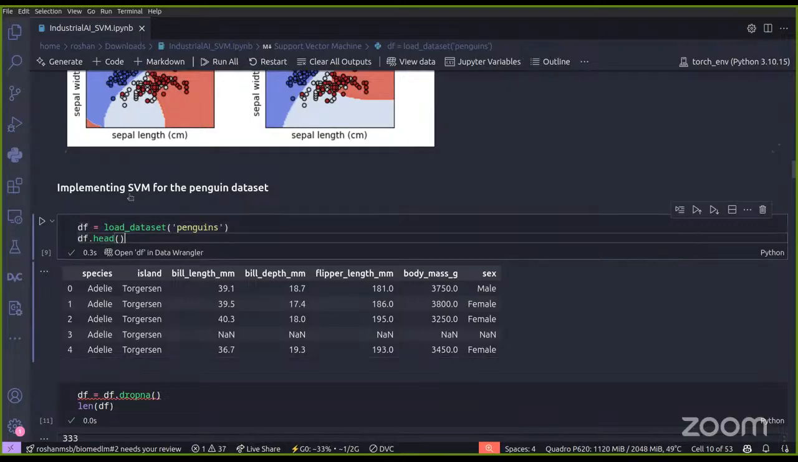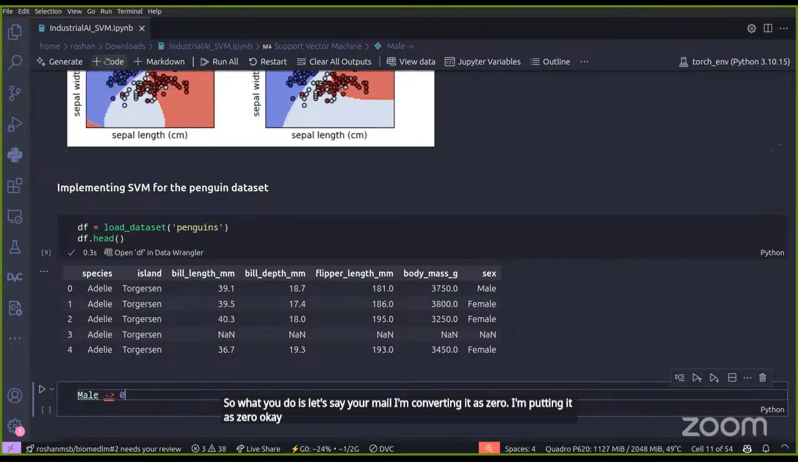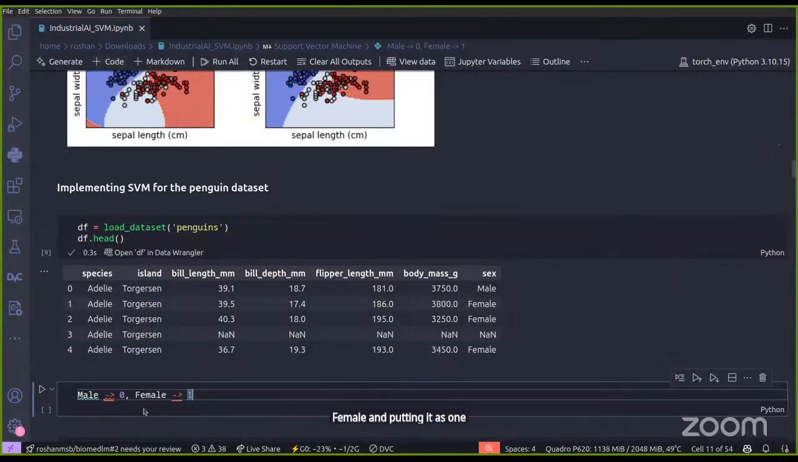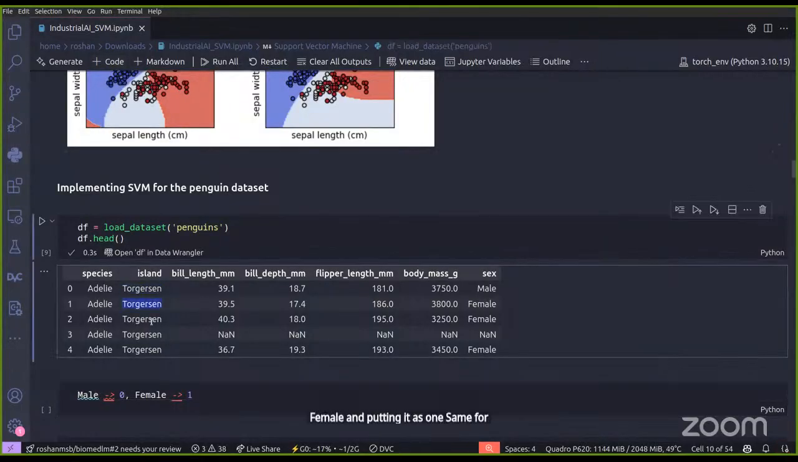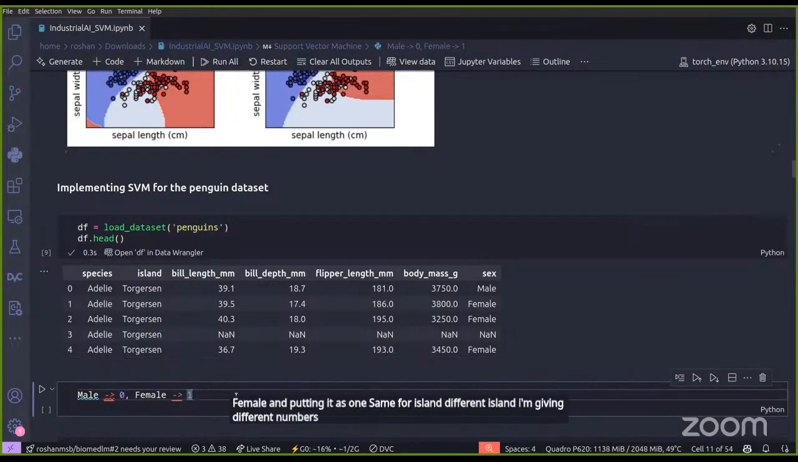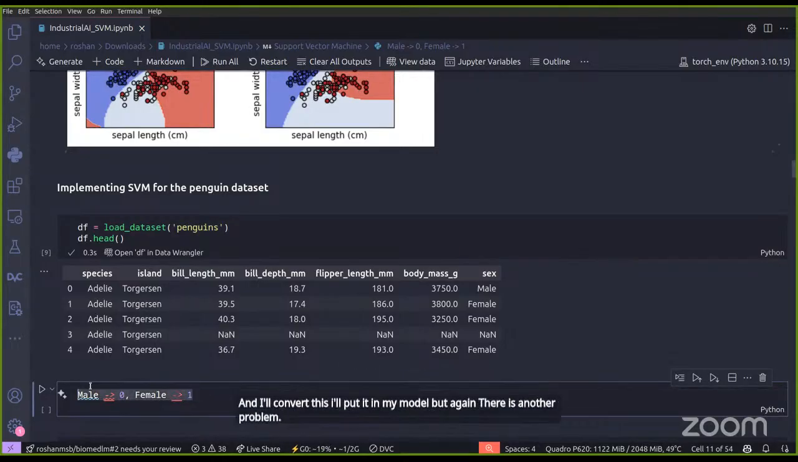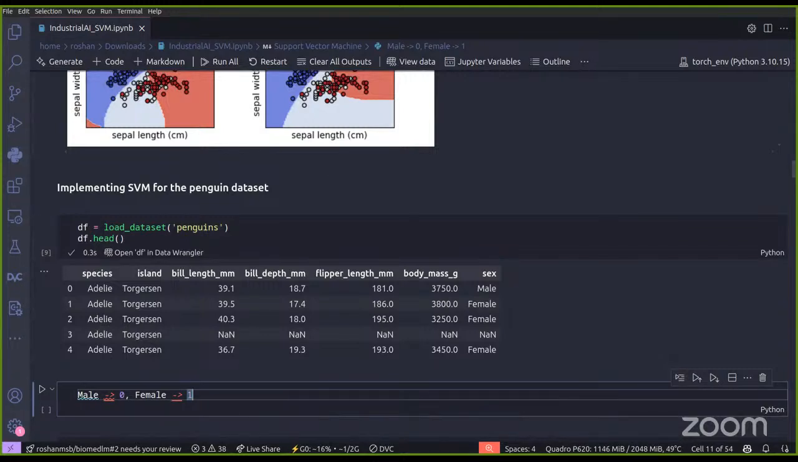So what you do is, let's say here, male, I'm converting it as 0. Female, I'm putting it as 1. Same for island, different islands, I'm giving different numbers, 0, 1, 2, 3, 4, or so on. And I'll convert this and put it in my model. But again, there is another major problem here if I use just 0, 1, 2, 3, 4, 5, and 6. What is the problem? Can anyone guess?